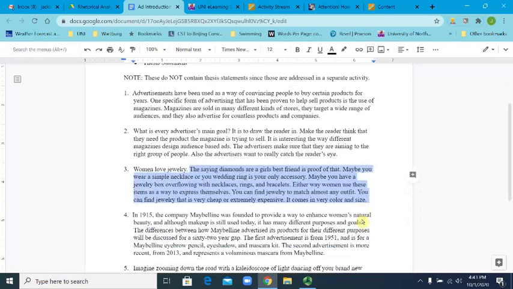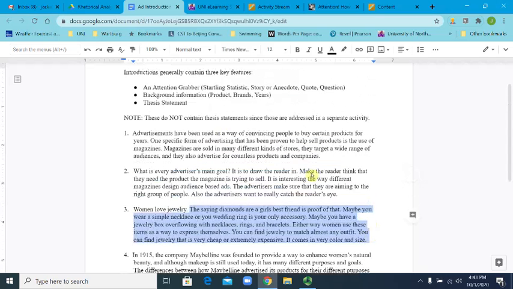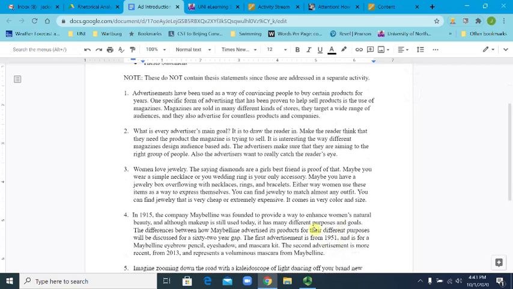Our fourth example: "In 1915, the company Maybelline was founded to provide a way to enhance women's natural beauty, and although makeup is still used today, it has many different purposes and goals." So we do have some information about the founding of the company, which would count as a startling statistic.